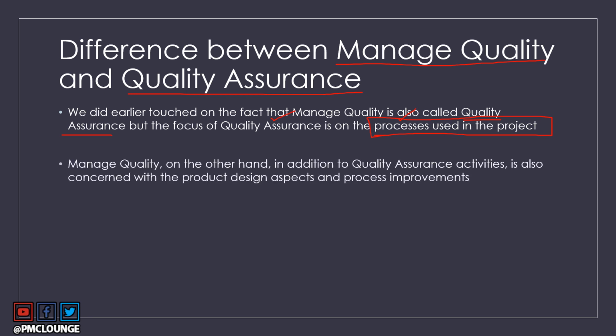But managed quality, in addition to quality assurance activities, is also concerned with the product design aspects. It is also concerned with process improvements, right? So while doing quality assurance, you are only dealing with the processes that your project is using. In managed quality, you are also looking into product design aspects. And when we discuss the tools and techniques used in managed quality process, you'll have a better idea of what I'm talking about. Managed quality is also concerned with process improvements, and this is the major difference between managed quality and quality assurance.